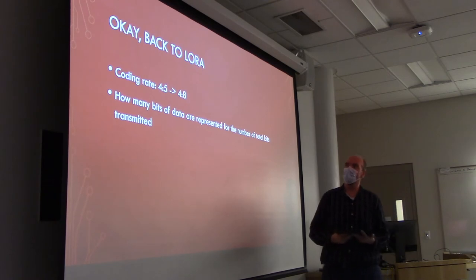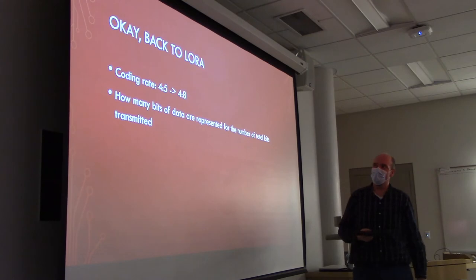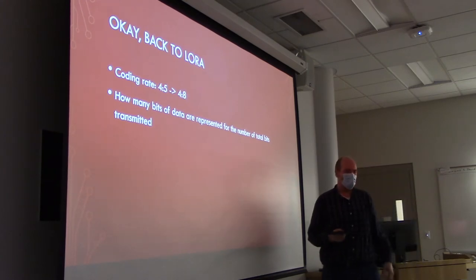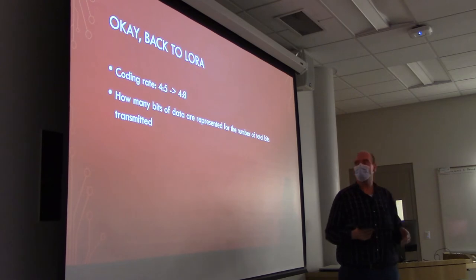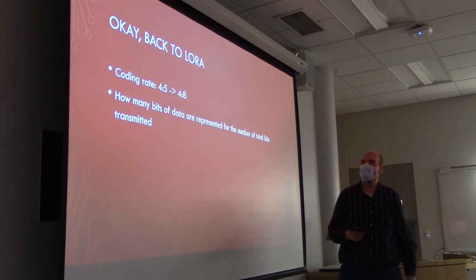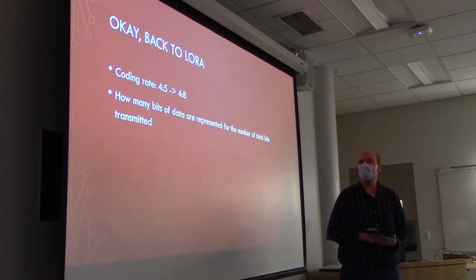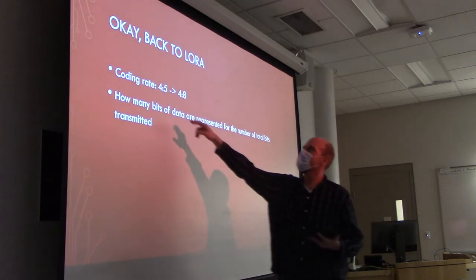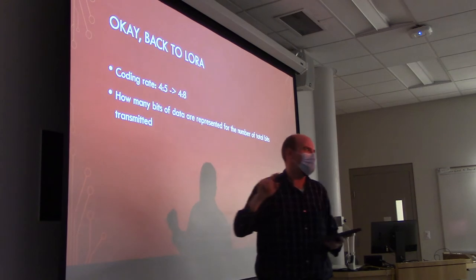Okay, so coding rate. Going back to LoRa really quick. LoRa also has a feature called coding rate. LoRa packs information along with the data that it's sending that helps you ensure that the data you got was correct. One of the things it does is coding rate. This basically says how many bits of information we are going to send for every bit of real information. So if we had a coding rate of 4 to 5, that would mean that we send 4 bits of information using 5 bits.